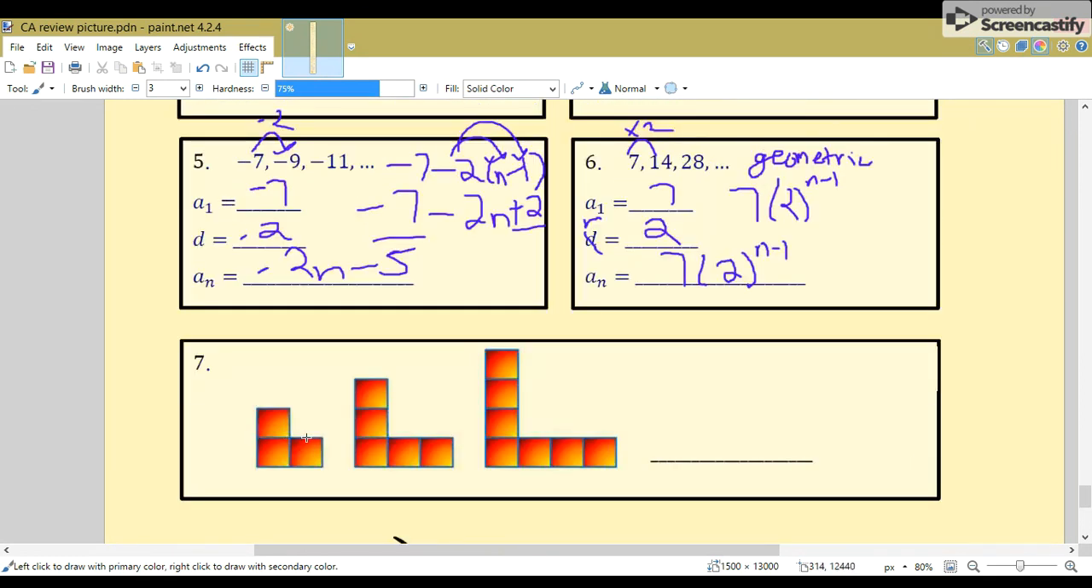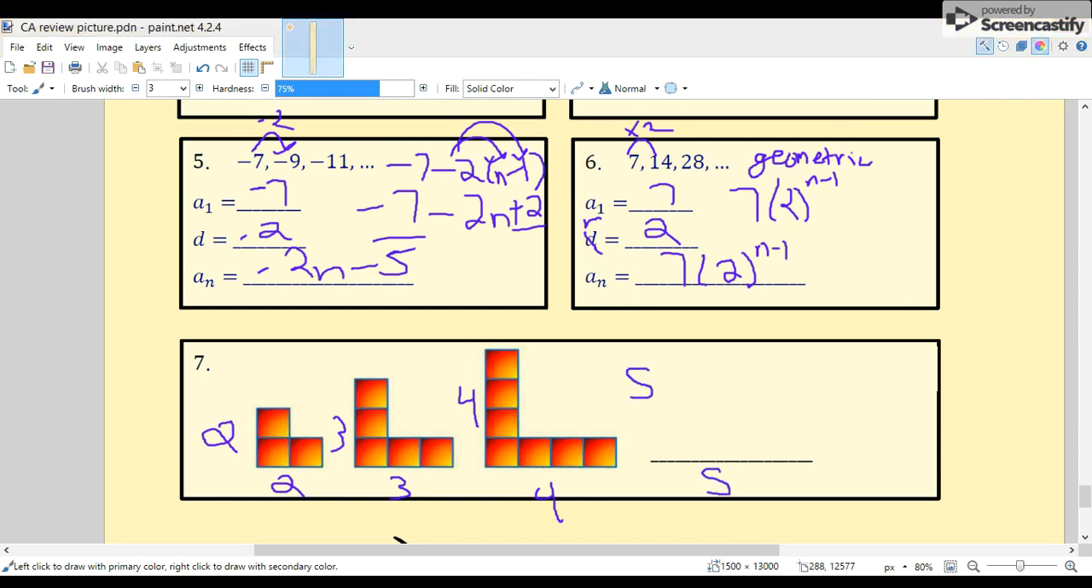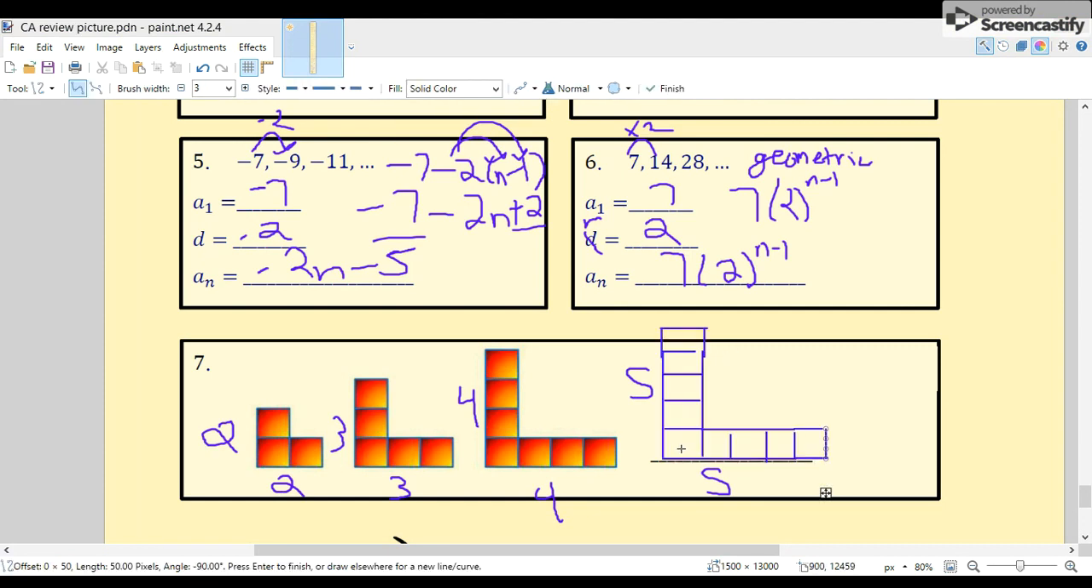And let's look at the last one. What comes next in the pattern? Try it out. Okay, notice we have 2 squares, 2 squares, 3 squares, 3 squares, 4 squares, 4 squares. What's going to be next? We have 5 squares, 5 squares. So we have our 5 squares by 5 squares.